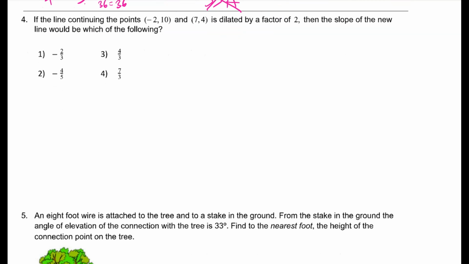Number 4. If the line containing the points (-2, 10) and (7, 4) is dilated by a factor of 2, then the slope of the new line would be which of the following? So here's what you need to think about. I'm just going to sketch a picture here.